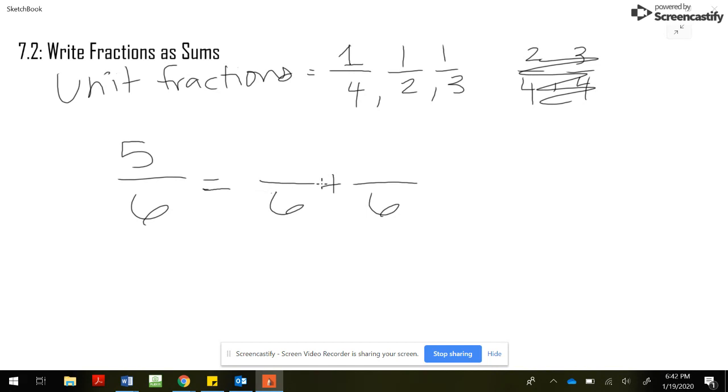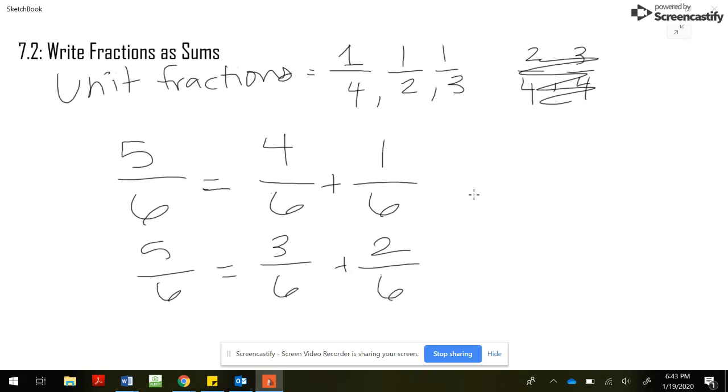Now, if they don't tell us, if it just says write the fraction as a sum of fractions, then I can add these however I want. So really, I'm just thinking, what plus what equals 5? So I could say 4/6 plus 1/6. I could say 5/6 equals 3/6 plus 2/6, right? We can add up however we want.